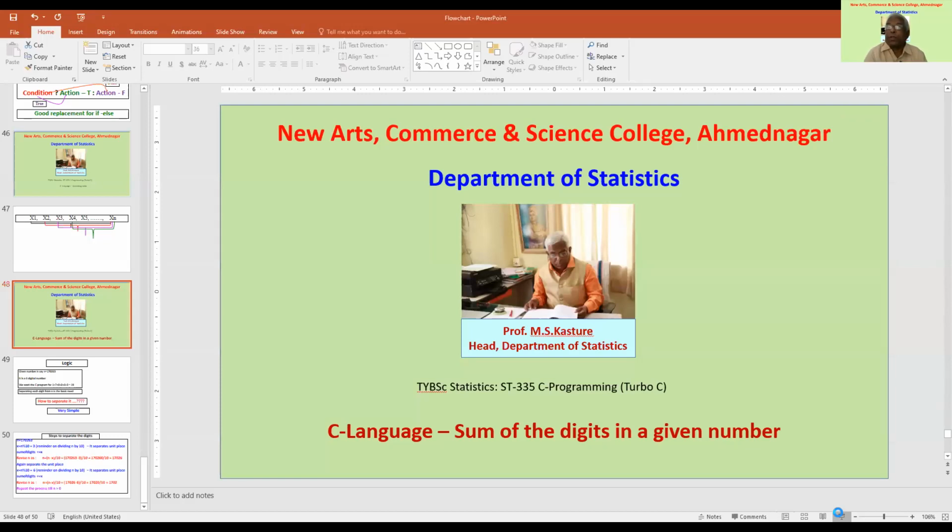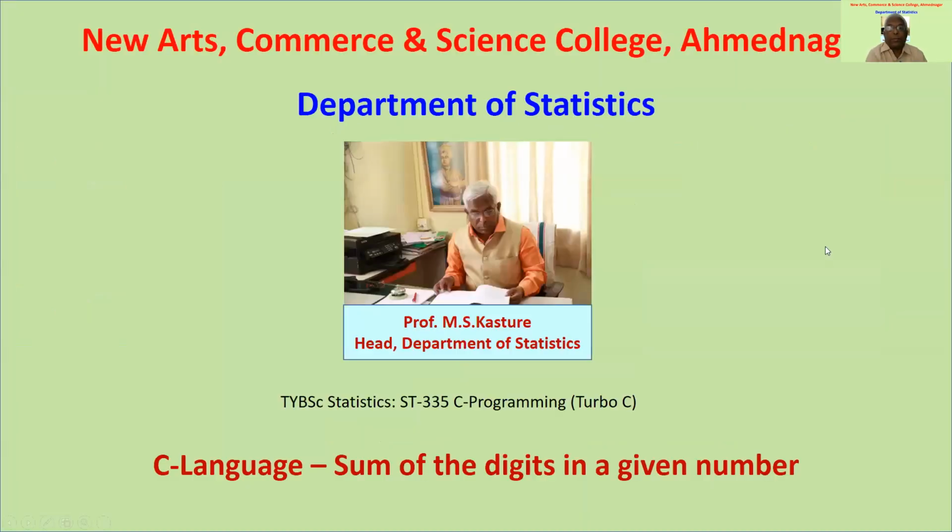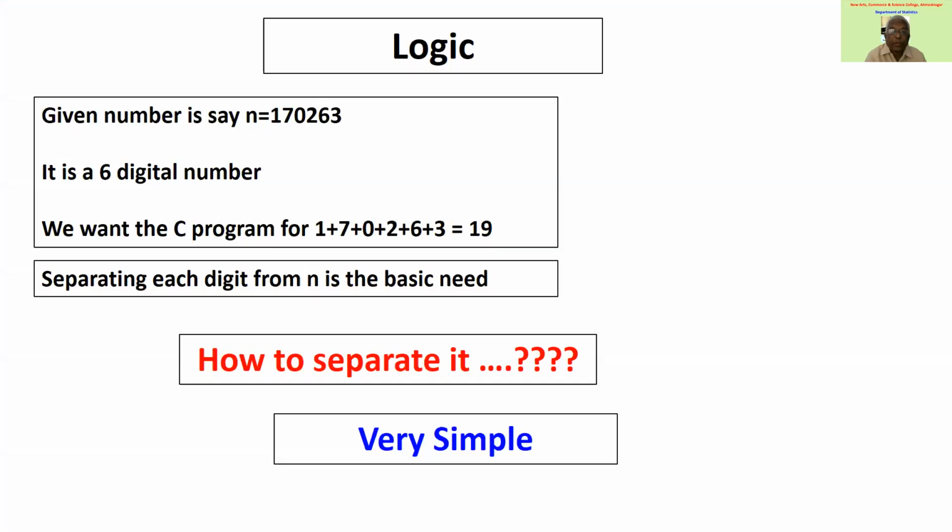Today, we will take a program on sum of the digits in a given number. C program for sum of the digits in a given number. So to begin with, we will try to understand what is its logic.